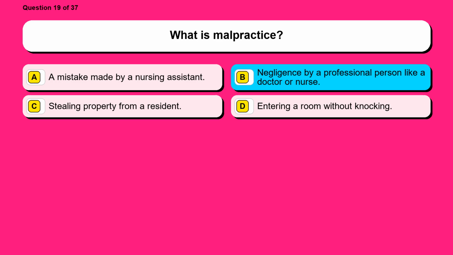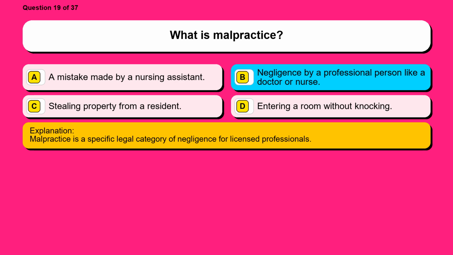The correct answer is option B, negligence by a professional person like a doctor or nurse. Malpractice is a specific legal category of negligence for licensed professionals.